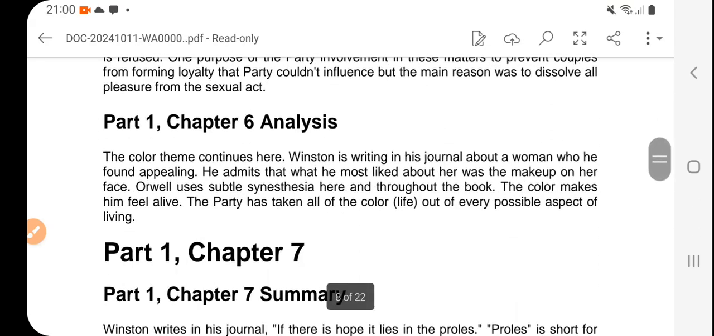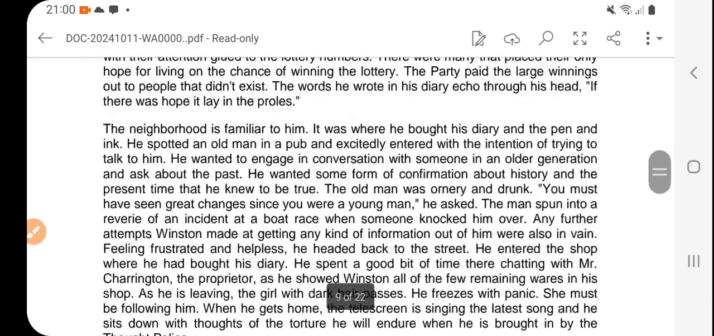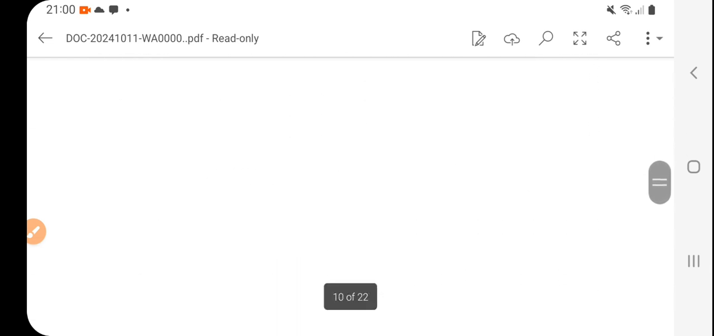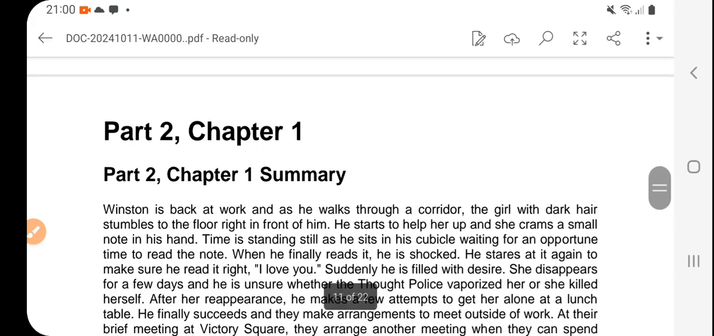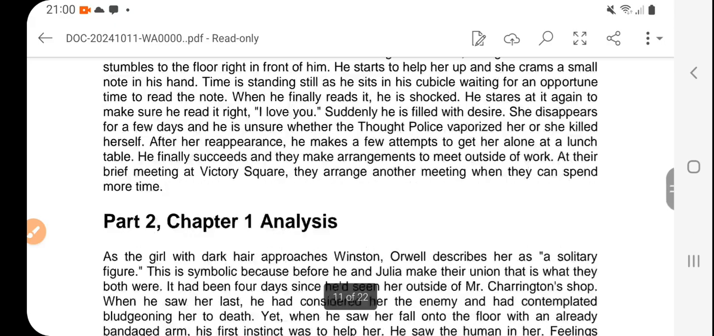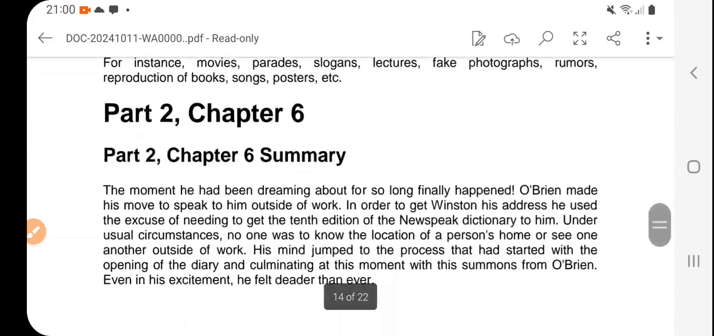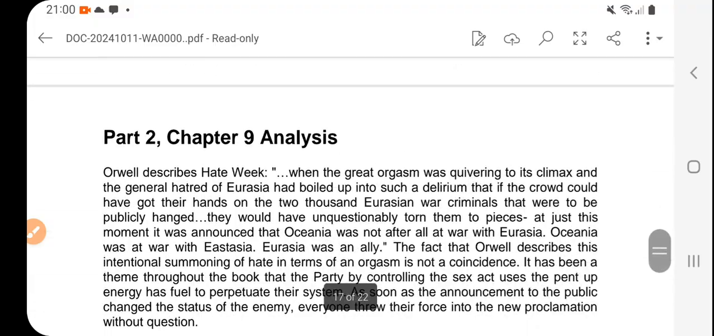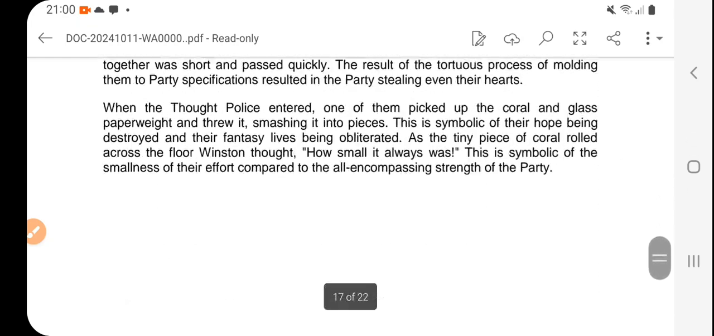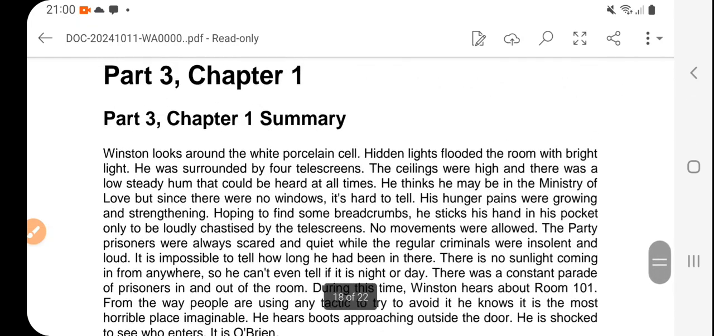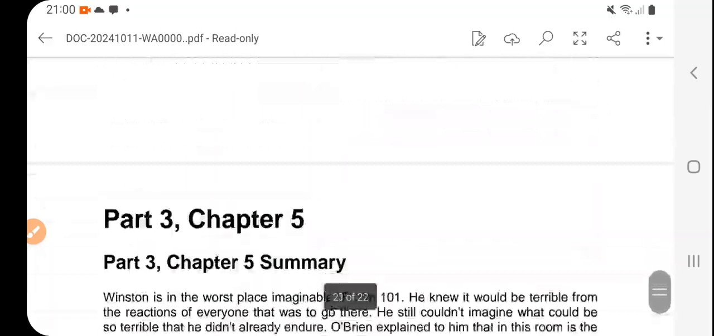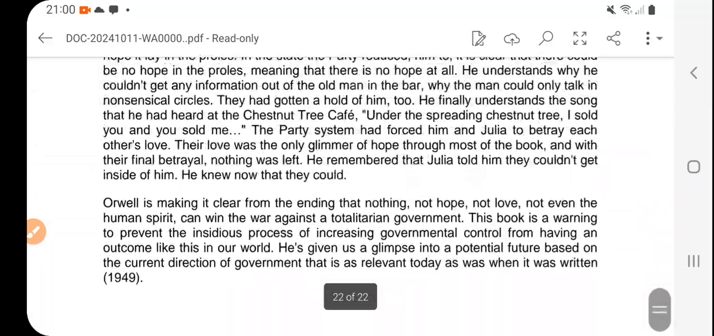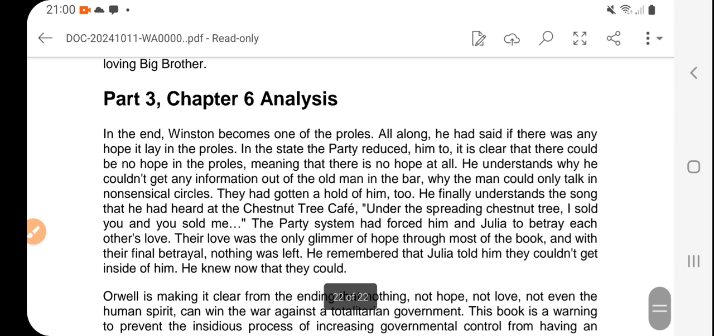There are 8 chapters in part 1, and in part 2 there will be 10 chapters. Part 3 has 6 chapters. Accordingly, we are going to discuss and analyse every chapter.